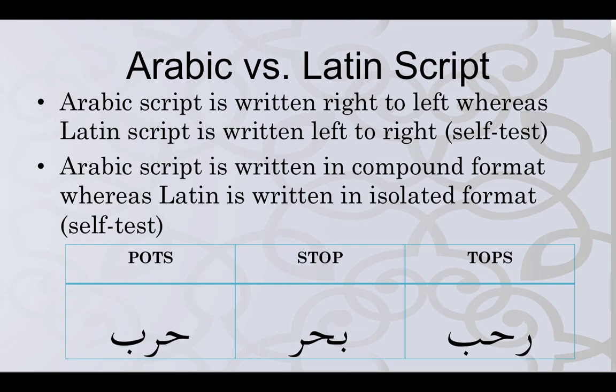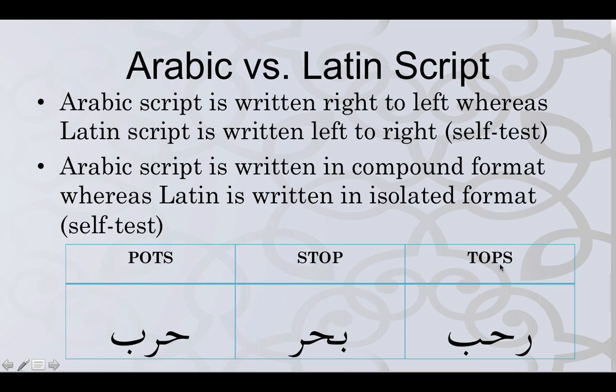And the Arabic script is written in compound format, whereas the Latin script is written in isolated format. I'll give you an example, and this question is going to be on the self-test. You see it on your screen right now. Let me find my mouse. There it is. Good. So I have written words with the same letters in them.